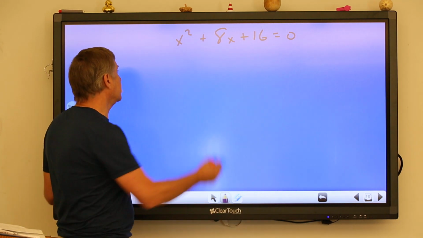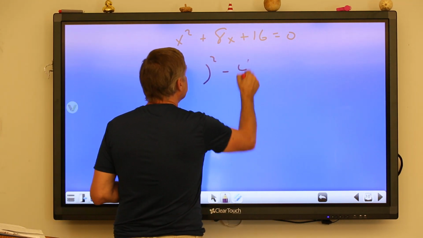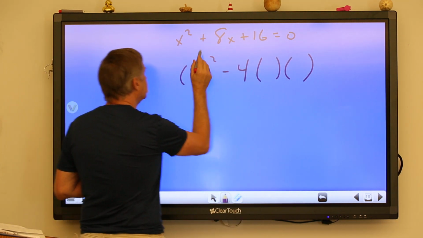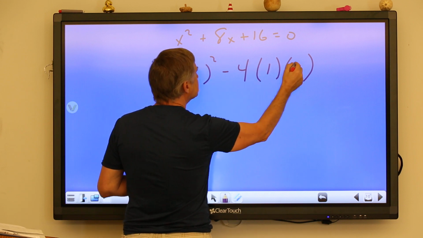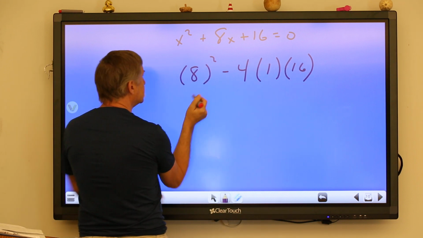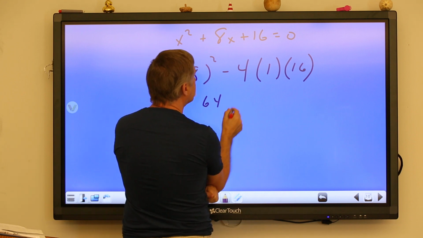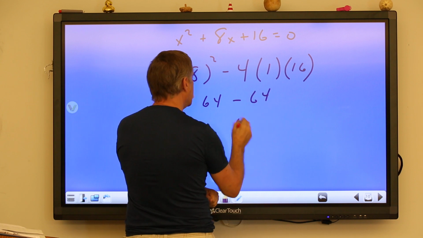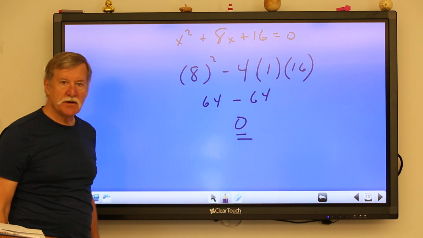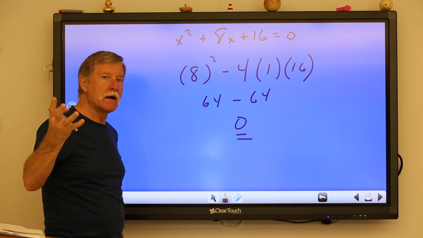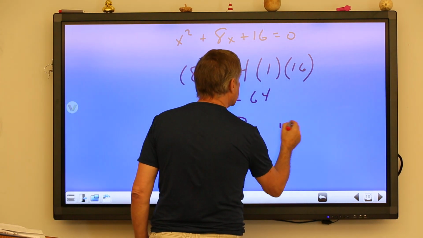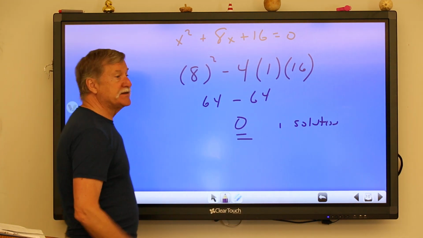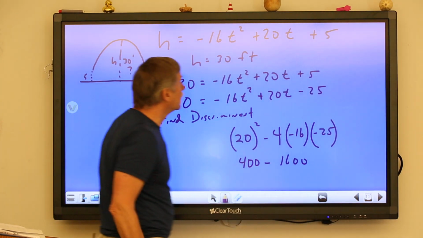Something like this, well, again, parentheses squared minus 4 parentheses, all right? b is 8, a is 1, c is 16. 8 times 8, 64. We got minus 4 times 16, oh, what do you know, 64. And the discriminant is 0, and that tells us there is one real solution. So that's how you use the discriminant formula, all right?